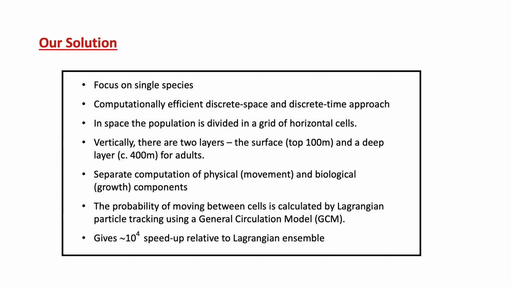The advantage of doing this is that we don't need to model movement as we run the population model. All this heavy computation can be done in advance because the physics drives the biology, but not vice versa. And the result of that is that gives us a very large increase in speed compared to doing a Lagrangian ensemble, like an individual-based model where each individual is represented and is moved around the physical domain, the spatial domain.